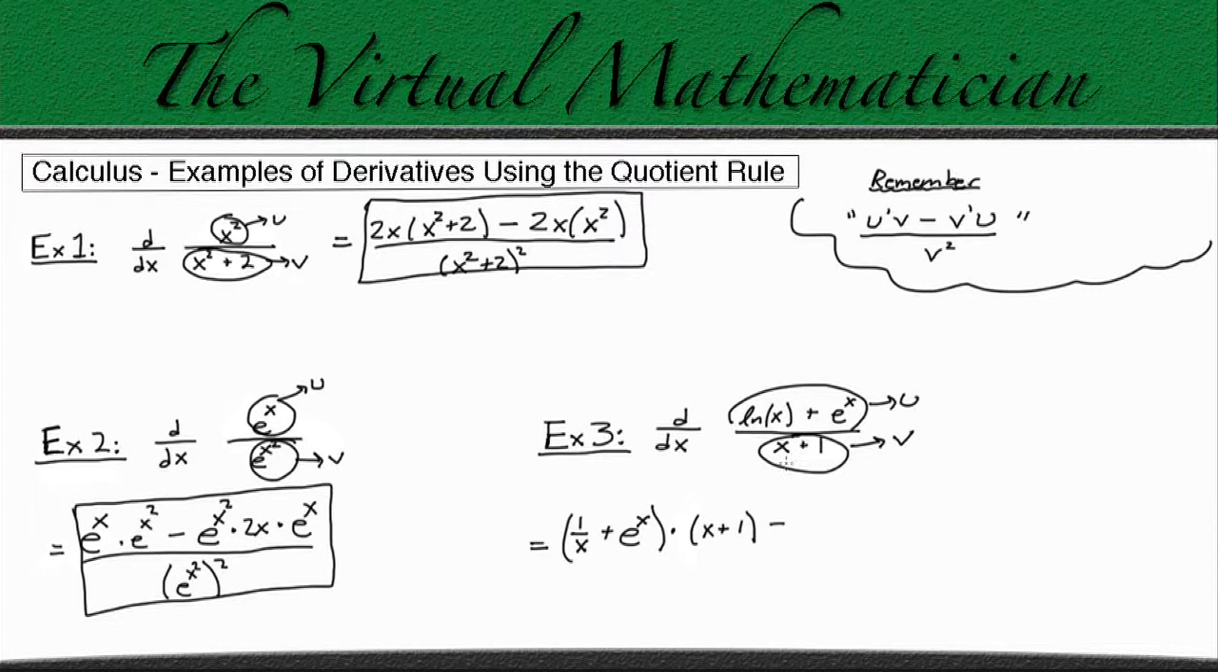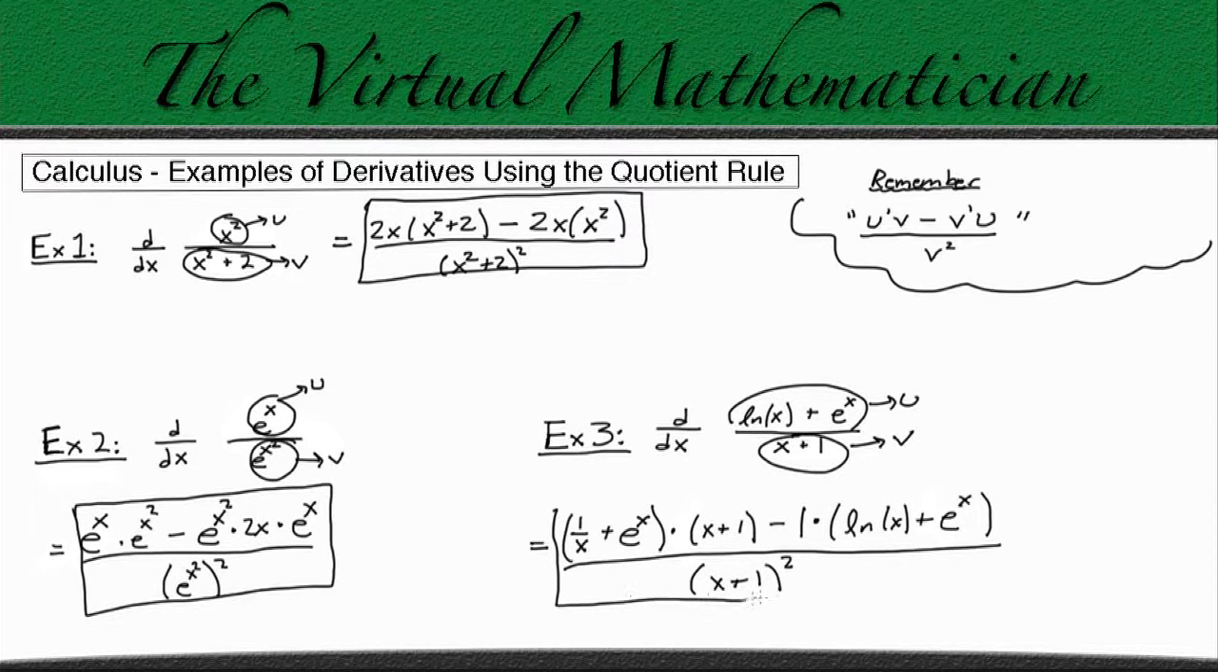So here again we'll take the derivative of x, which is 1, plus the derivative of 1, which is 0, so that's going to be just 1, times u, so that's going to be times the natural log of x plus e to the x, and that's going to be all over v squared, so that's going to be x plus 1 squared in this case. And that's it for example number 3.